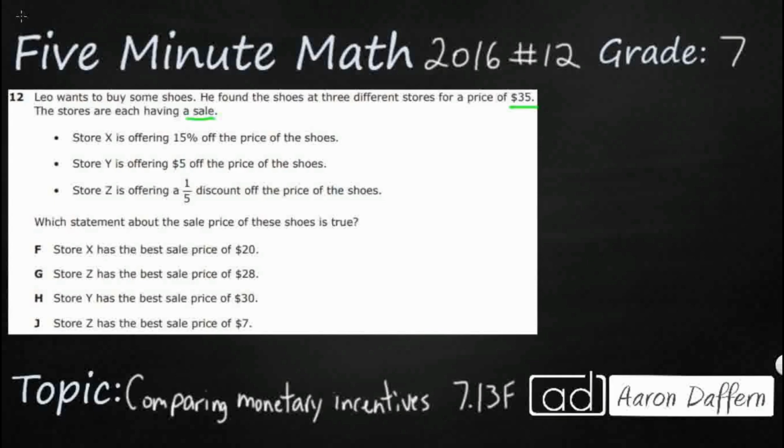This is a good skill to have to know what the actual price is, because store X, 15% off. Store Y, $5 off. So you notice X is using percentages, Y is using dollars. Which one's a better deal? Because they're all starting at $35. The question is which one's got the best deal. And then store Z is giving you a fraction. That's kind of tough. Really going to make you do math.